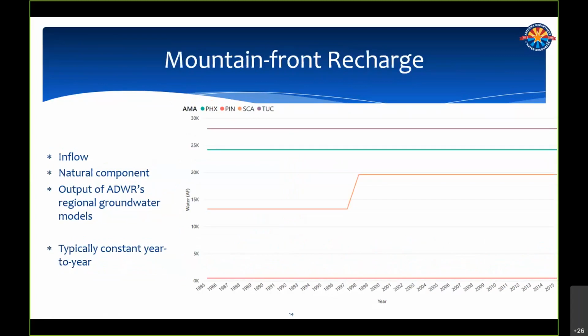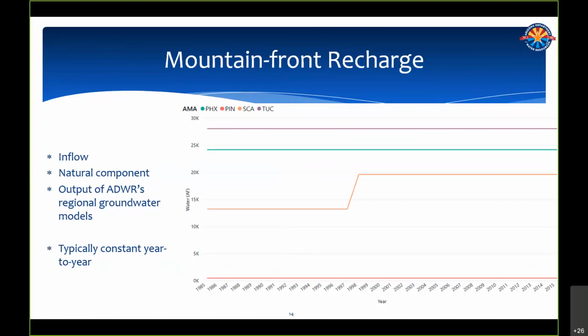So this next one, again, is a fairly straightforward one. I promise we'll get into some more complicated conversations with one of the next ones. Mountain front recharge is an inflow, is a natural component, and again is an output of our regional groundwater models. This item is typically just held constant from year to year. There may be some changes for various reasons, but typically this is just a component, one output used to help balance the groundwater models.